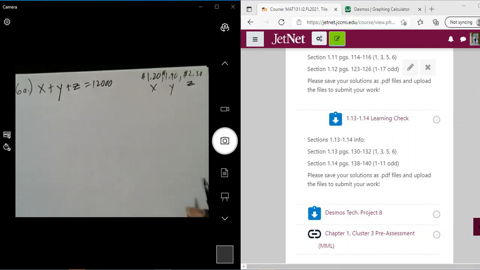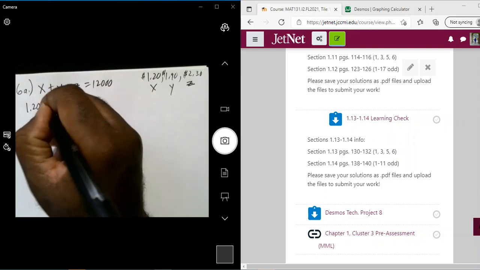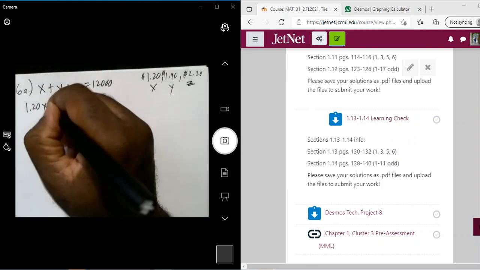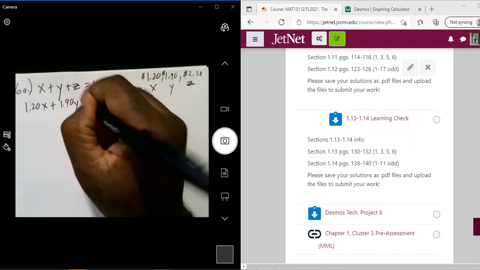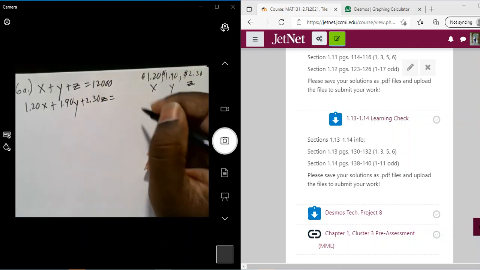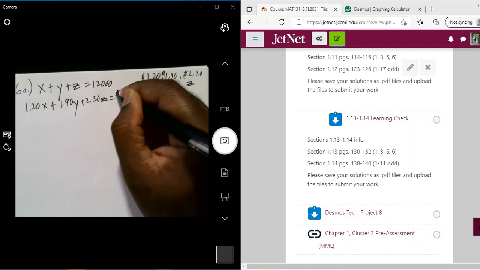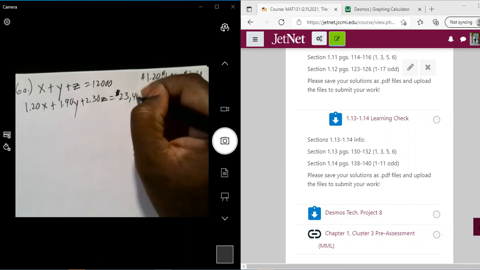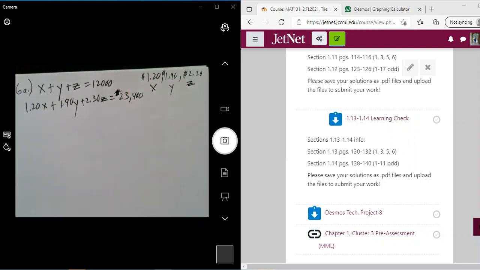Next, it says your budget would allow an expenditure of $23,400. So it's saying if you take $1.20 times the X switches, plus $1.90 times the Y switches, plus $2.30 times the Z switches, it should give you a total of 23,400. Well, I don't need the dollar sign. So you don't have to write the dollar sign.